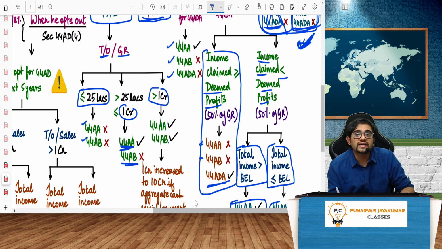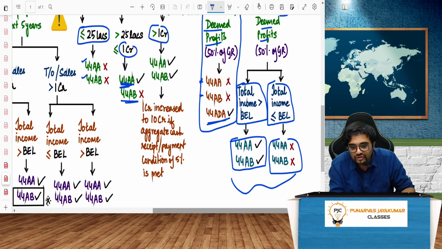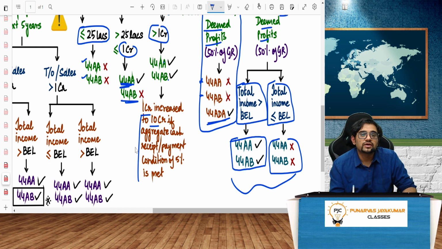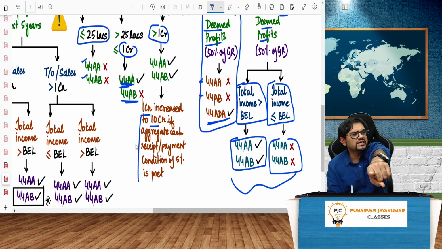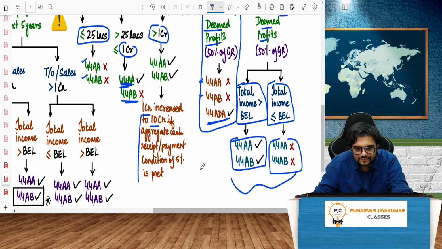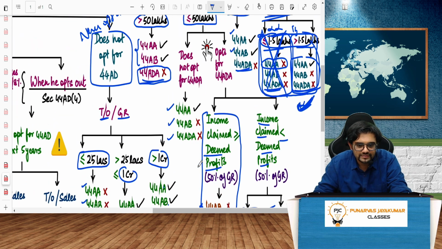Sir, what if my aggregate cash receipts and cash payments are less than or equal to 5%? Then of course, the 1 crore limit is increased to 10 crore. So in that case, both will not apply. Did you understand, my dear friends? Easy? Very easy. Yes or no? Very easy.